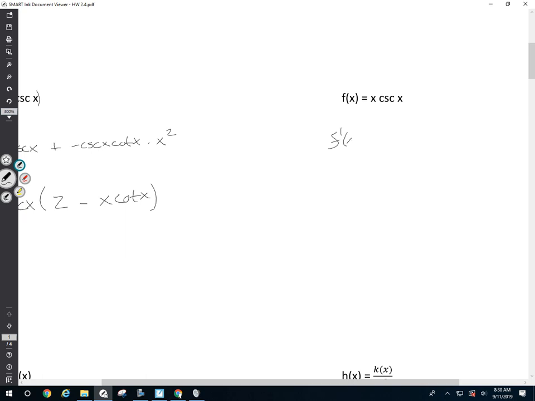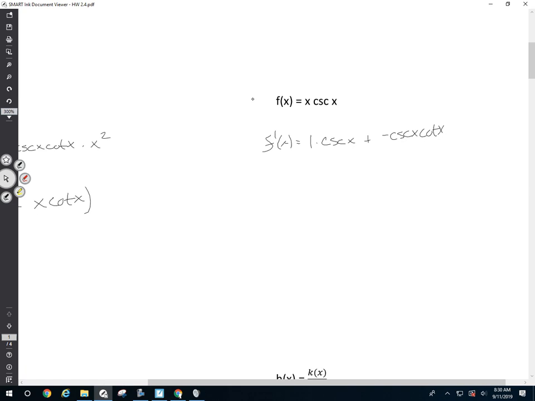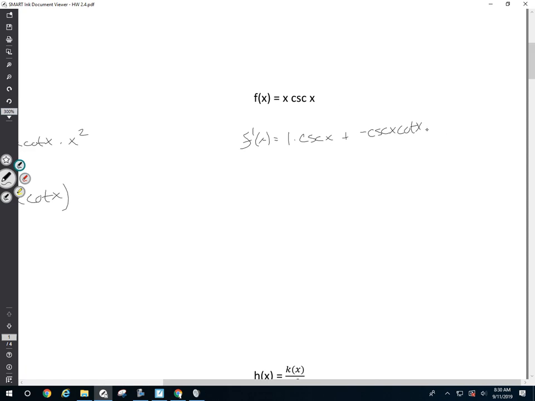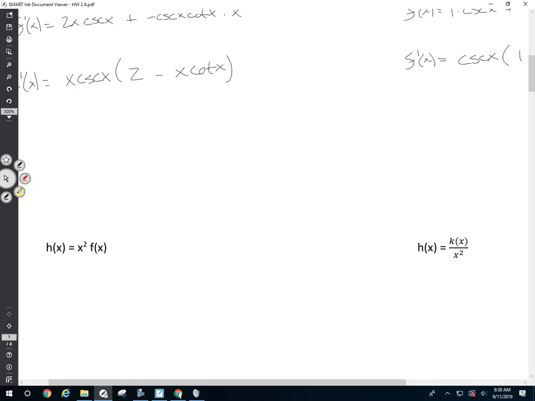Let's do the same thing here. The first times the second plus the derivative of the second times the first. Factor out a cosecant here. Necessary? Not necessary. But be prepared to do it.